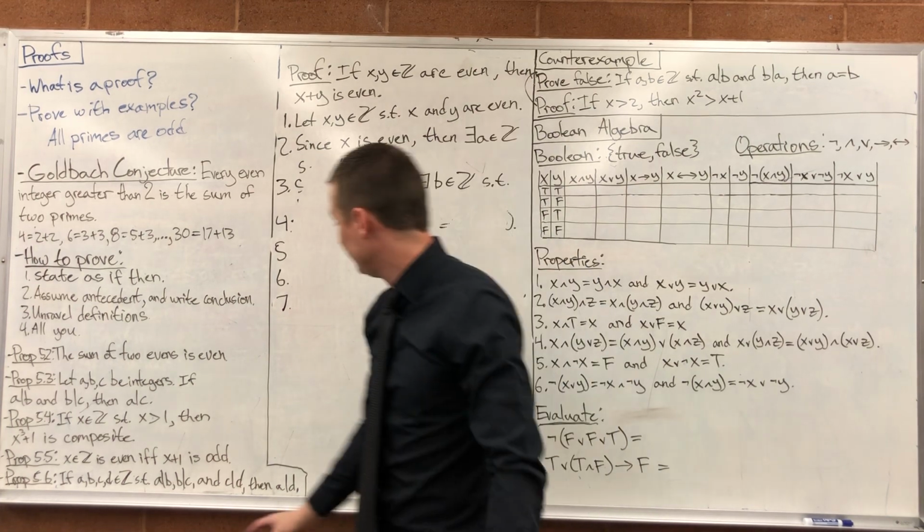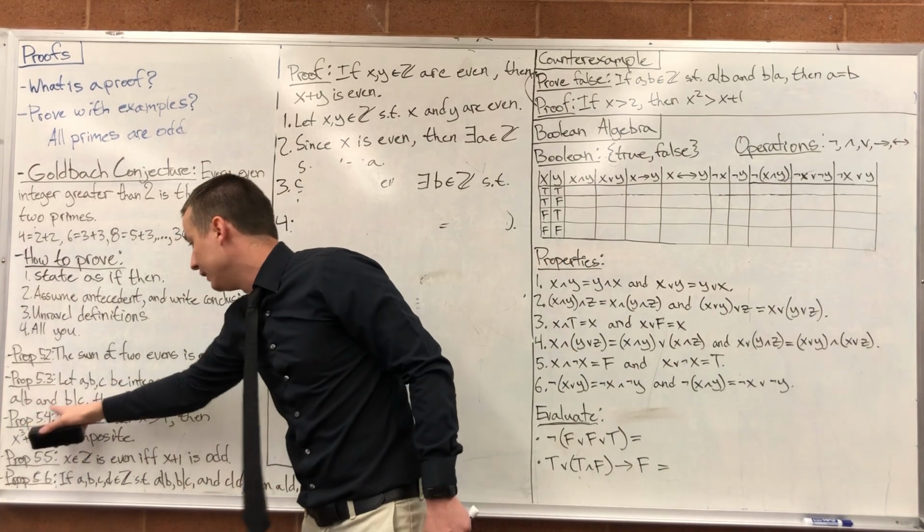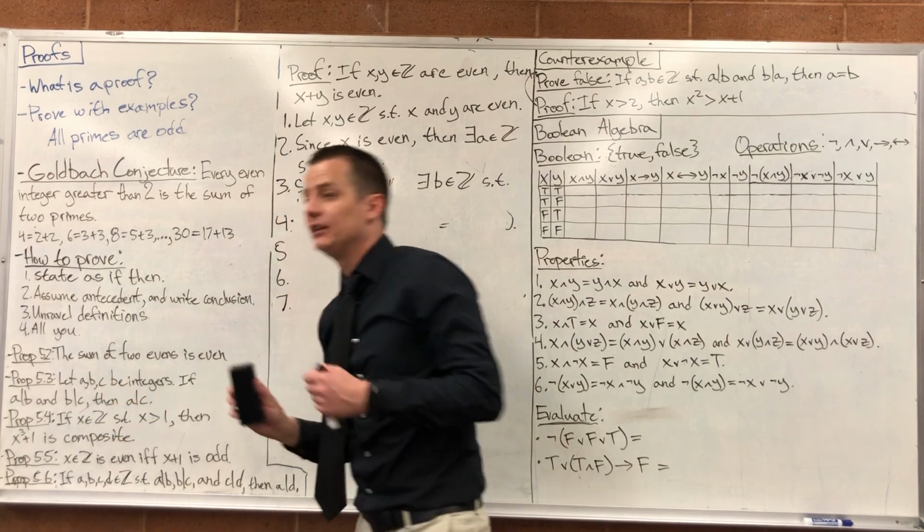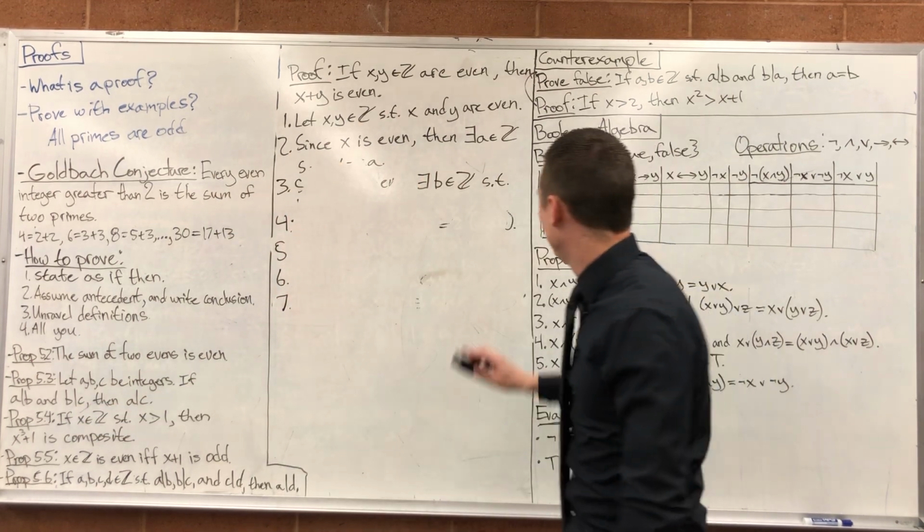Let a, b, c be integers. If a divides b and b divides c, then a divides c. That's what we need to prove.